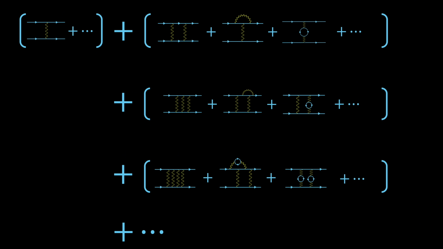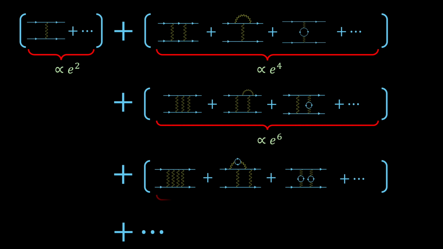The first group contains 2 vertices, the second 4, the third 6, and so on. This means that the first group contributes terms proportional to e squared, the next contributes terms proportional to e to the 4, then e to the 6, and so forth. In this way, the final result can be viewed as a power series in the fundamental unit of charge, e.